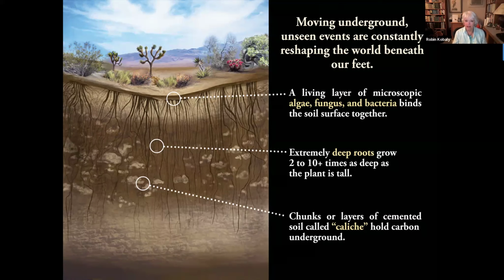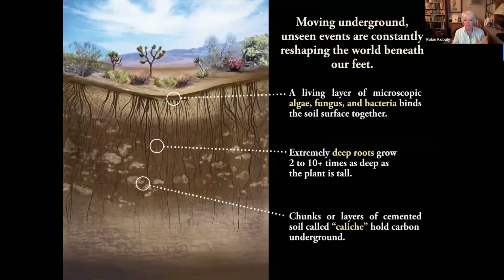People ask me all the time, "Oh, I've got just a really short creosote. It's only about a foot tall. Can I transplant it?" I say, well, at the very least, if the roots are 10 times deeper than the plant is tall, you're going to have to dig down 10 feet. Are you willing to do that?